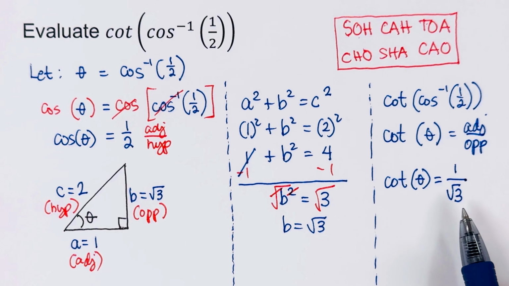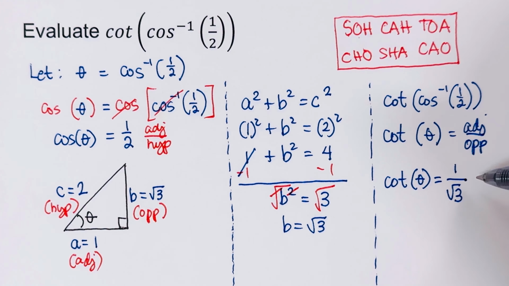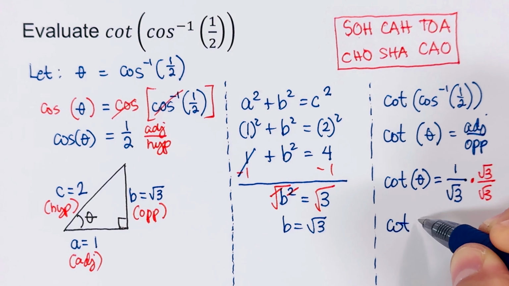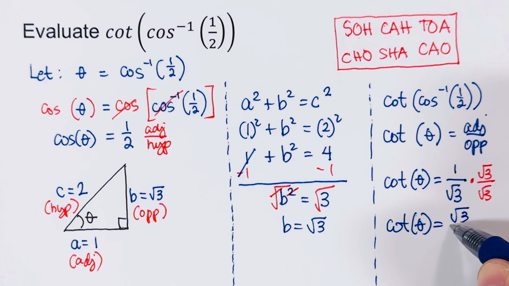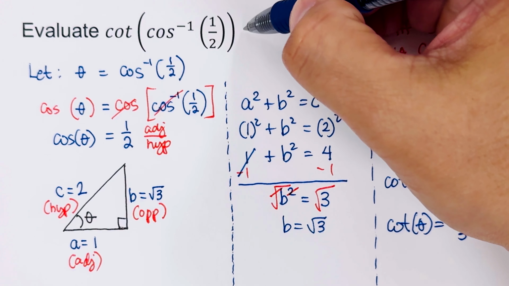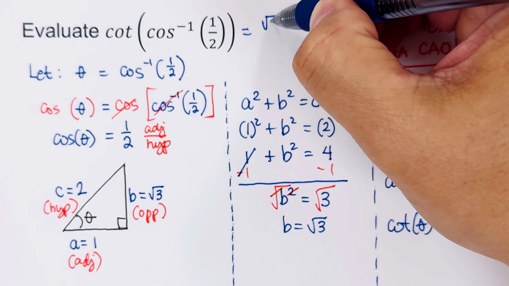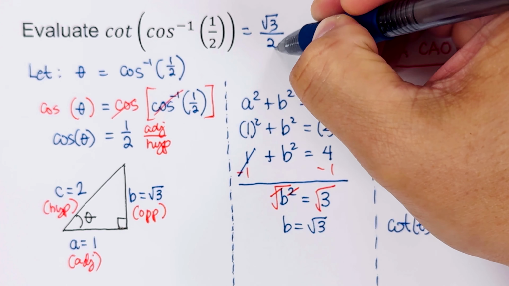Now, if you notice, we have a radical in the denominator, so we're going to go ahead and rationalize this. We can do this by multiplying square root of 3 over square root of 3 to both the numerator and the denominator. So we can go ahead and say that our cotangent theta is square root of 3 over 3, because square root of 3 times square root of 3 is square root of 9, and square root of 9 is 3. So I go ahead and write that up here. So this is square root of 3 over 3.